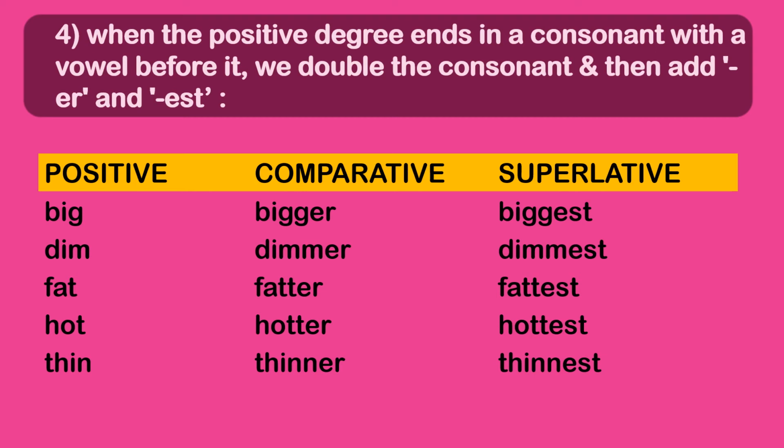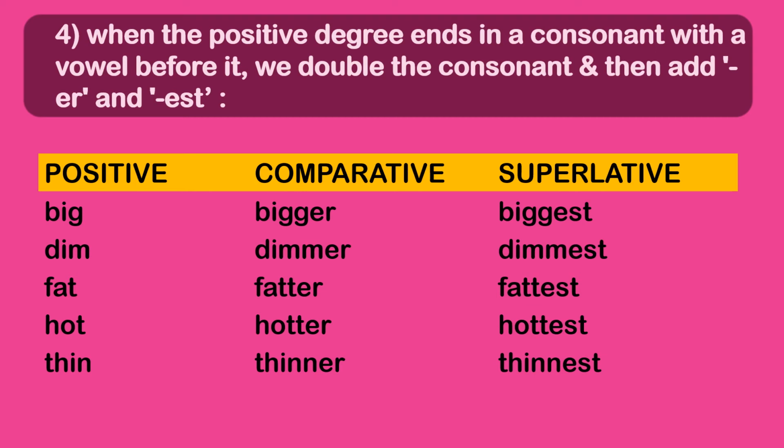Fat, fatter, fattest. Hot, hotter, hottest. Thin, thinner, thinnest. Okay, in all of them you can see that before the last consonant there is a vowel. So that is why we are doubling the last consonant and we are using er and est for the comparative and superlative degrees. Got it?